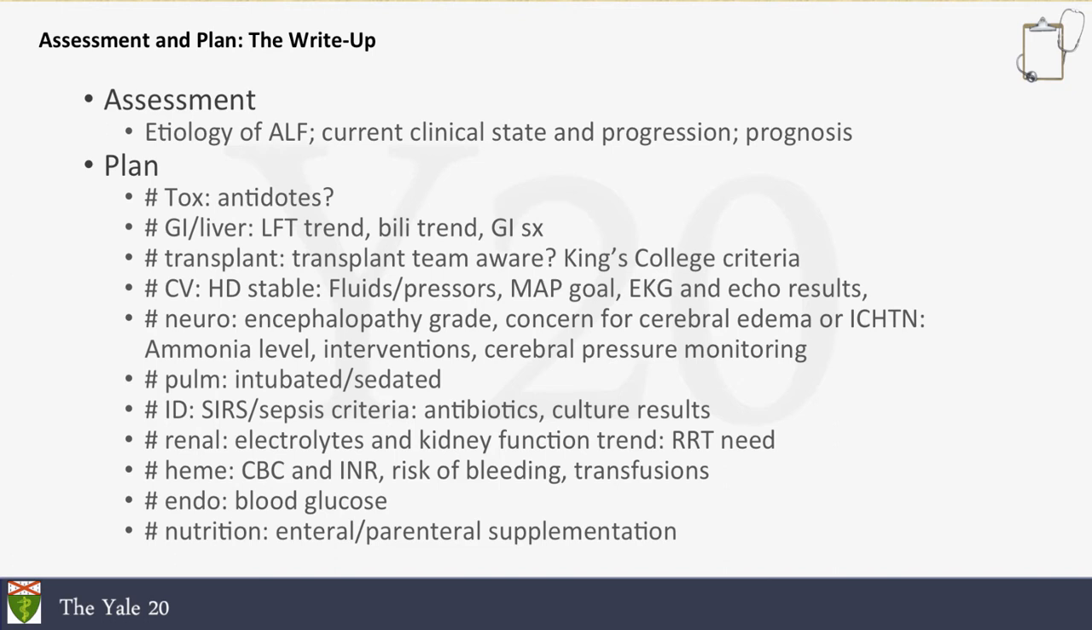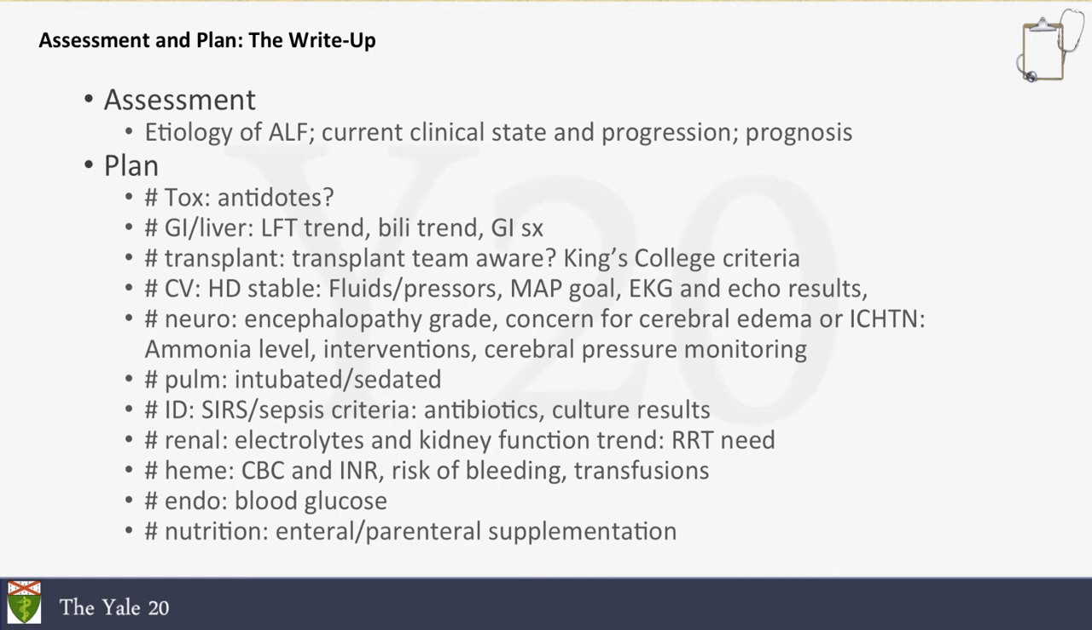We would then cover the cardiovascular system. What is the patient's hemodynamic status? Are we giving fluids, pressors, steroids? What's our MAP goal? Is the EKG echo normal? Are we concerned for myocardial injury? Thinking next about their neurological status. Are they awake, alert, or in a coma? We must document mental status frequently, including performance on repetitive tasks, like serial 7s, and whether the patient is developing hyperreflexia or clonus. How concerned are we about their mental status or the development of cerebral edema or intracranial hypertension?